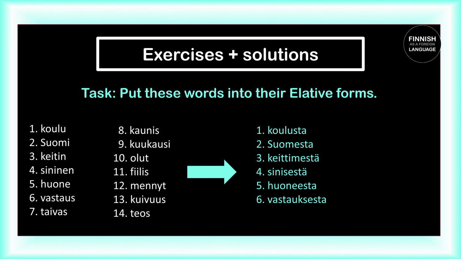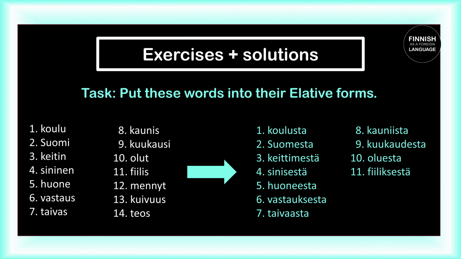Next one, taivas means sky. The elative case is... Very nice, it's taivaasta. Next one, kaunis means beautiful. Do you know the elative case? That's right, it's kauniista. Next one, kuukausi means month. The elative case is... That's right, it's kuukaudesta. Next one, olut means beer. The elative case is... Perfect, it's oluesta.